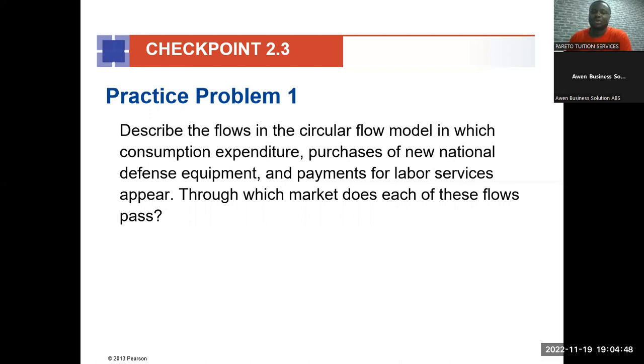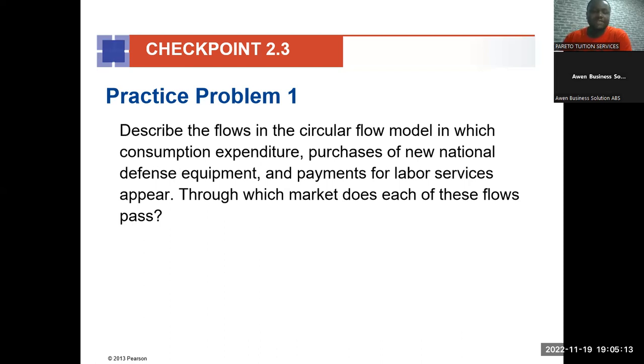So if you take something like consumption expenditure, who incurs it? Who receives it? Purchasing of new national defense equipment, which unit will do that? Where would that payment go to? And then payment for labor services. Who gives the labor services? Who buys them? And in which market does that actually happen?